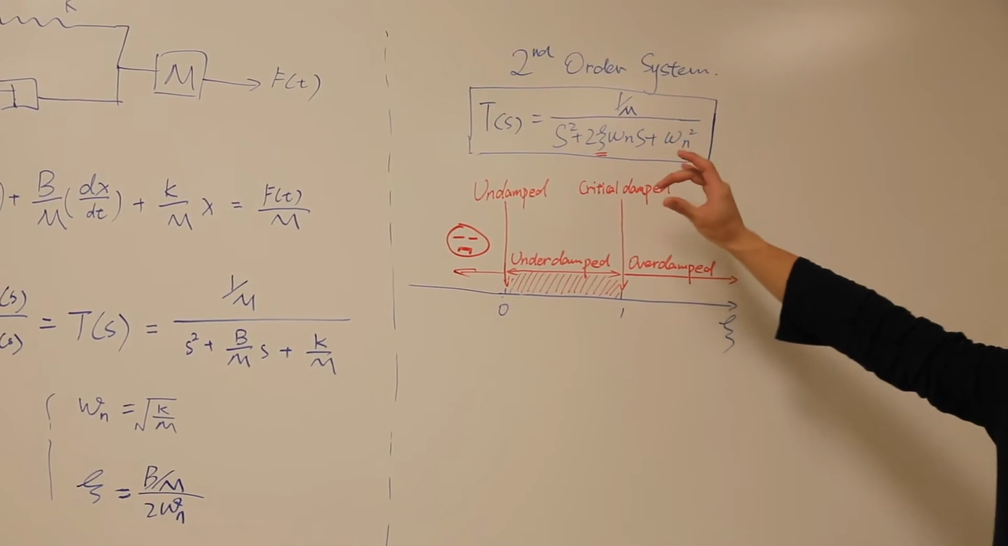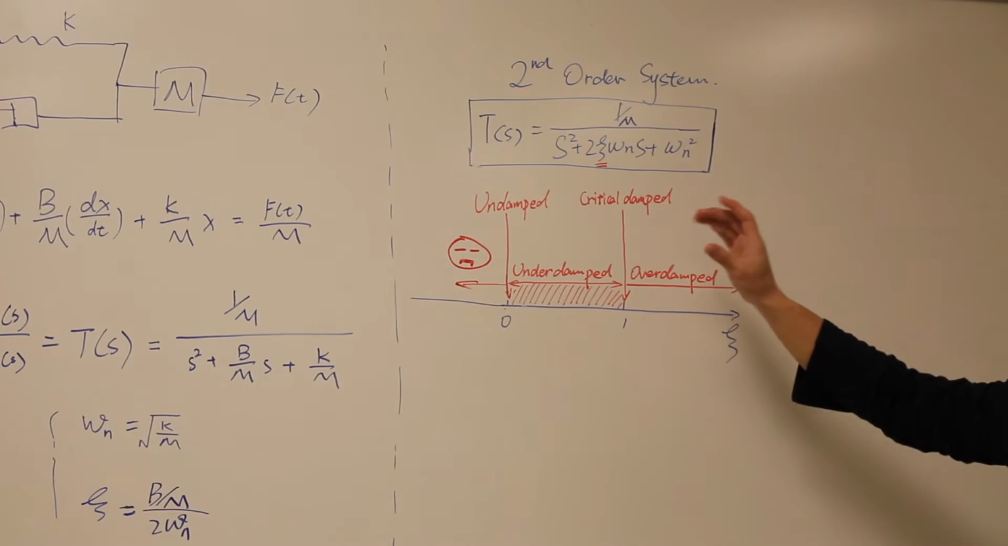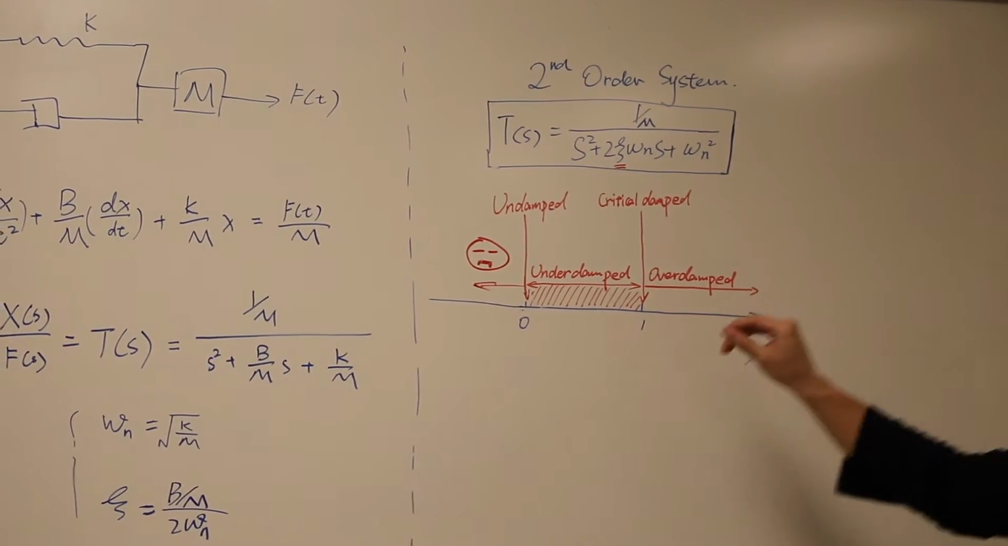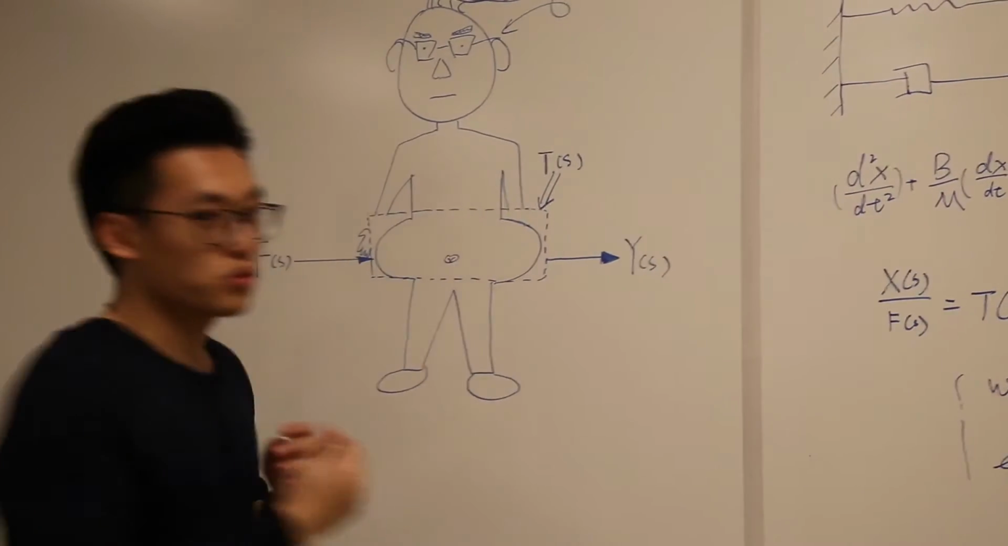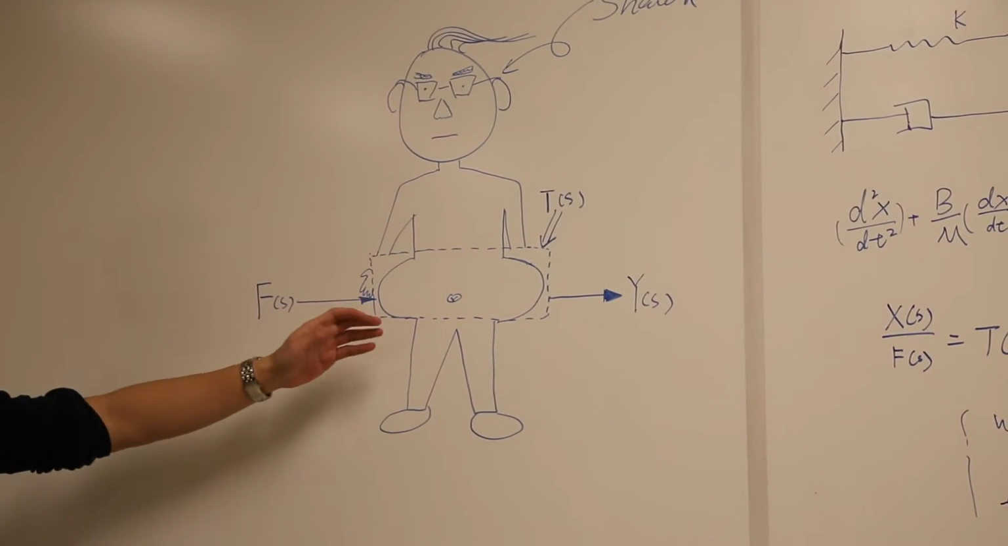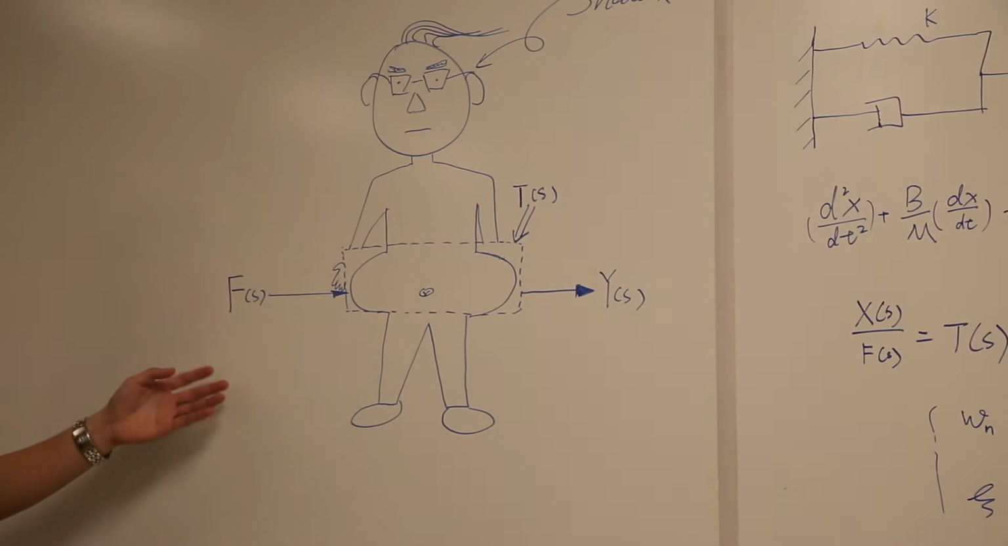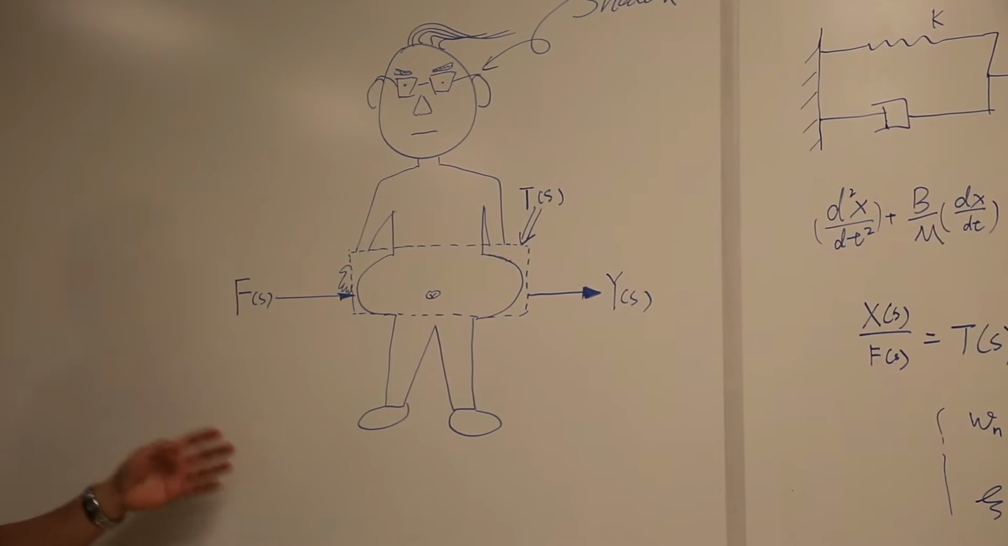According to the different values of the damping ratio, we can classify the response into underdamped, critically damped, and overdamped cases. And now we would like to use a ballet dancer as our second order system, and we will use three inputs: the impulse, step, and sinusoid force input to illustrate the system.